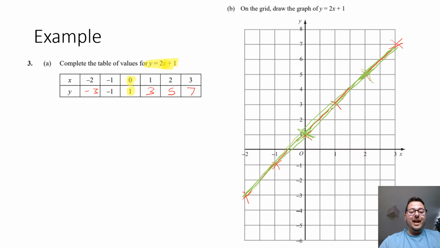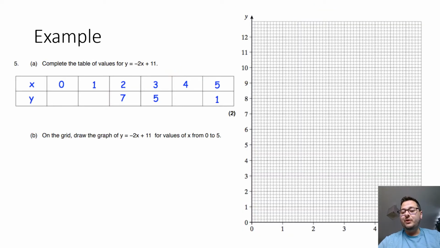Okay, so let's have a look at another question. Just feel free to pause the video and have a go yourself. Otherwise, we shall do them together. Okay, so complete the table of values for y equals minus 2x plus 11. Well, the gradient's minus 2, so it's going to be going down 2 every time. And you can see that here, can't you? You've got 7, 5, so the next one would be 3, and then 1. And if we're going the other way from 7, that would be 9, and that would be 11.